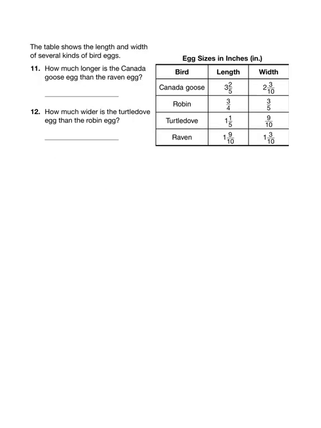Okay, let's skip a few of the practice problems and go down to the word problems. Here we're learning about the relative sizes of bird eggs, which are bigger and which are smaller. They are asking us to figure out for number 11, how much longer is the Canada goose egg than the raven egg? So we're trying to find the difference between those two.